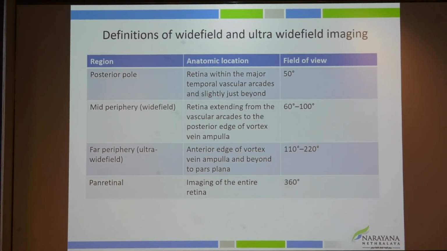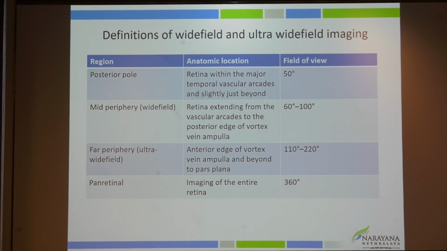Next, we'll move on to the posterior segment. What are the methods available for imaging in the posterior segment? The posterior pole is defined when we can view 50 or 55 degrees of the fundus. The mid-periphery, we call it the retina extending from the vascular arcades to the vortex vein ampulla, that includes 60 to 100 degrees.